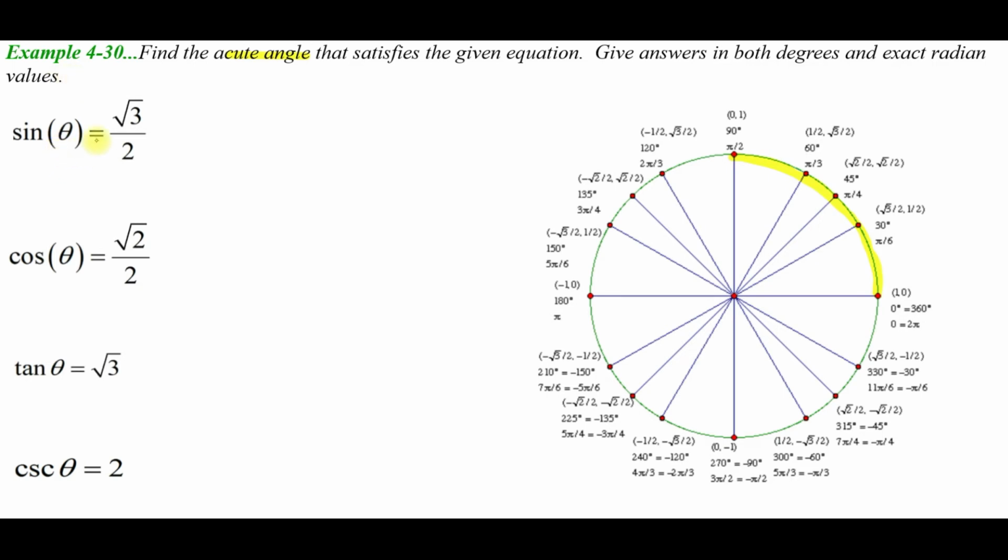So where is the sine value radical 3 over 2? Remember, sine is my y-coordinate, and I'm only working in quadrant 1, so I'm just going to look through quadrant 1 until I find that y-coordinate that's radical 3 over 2. Then my answer is the angle rotation. So theta is in degrees, 60 degrees, or in radians, pi over 3.